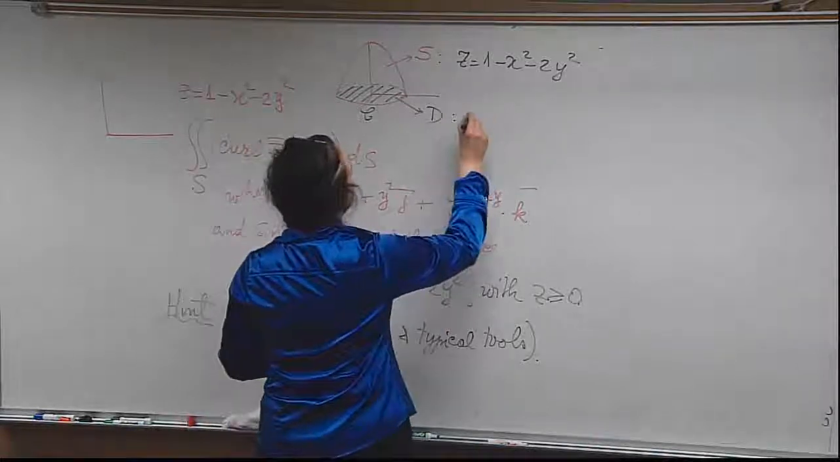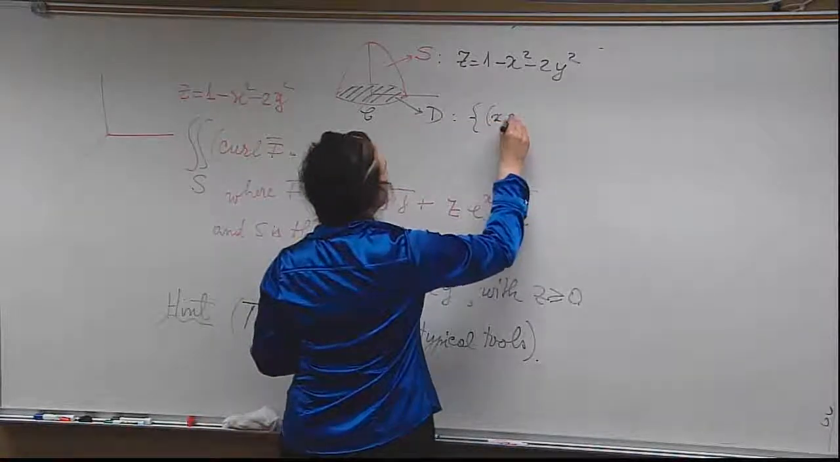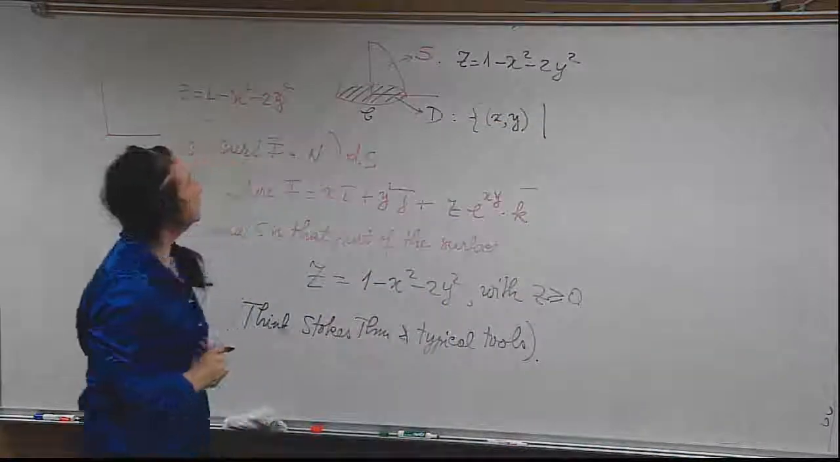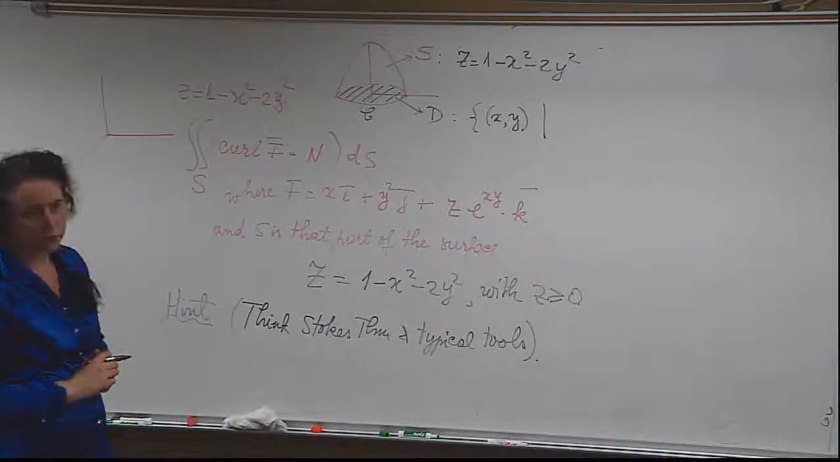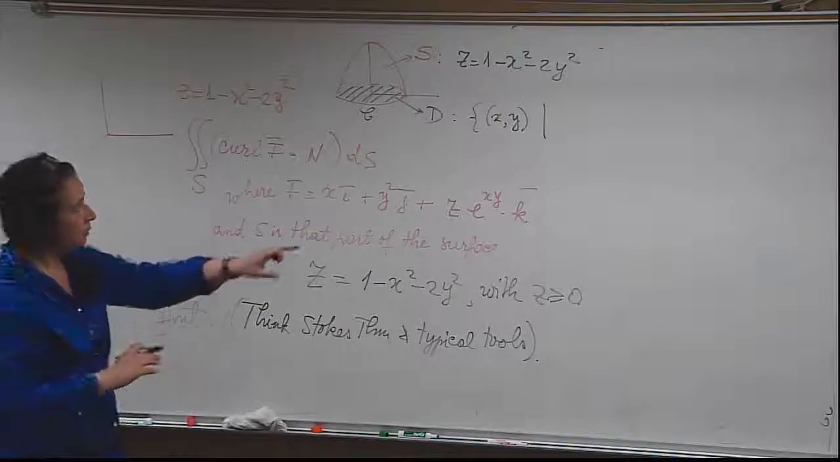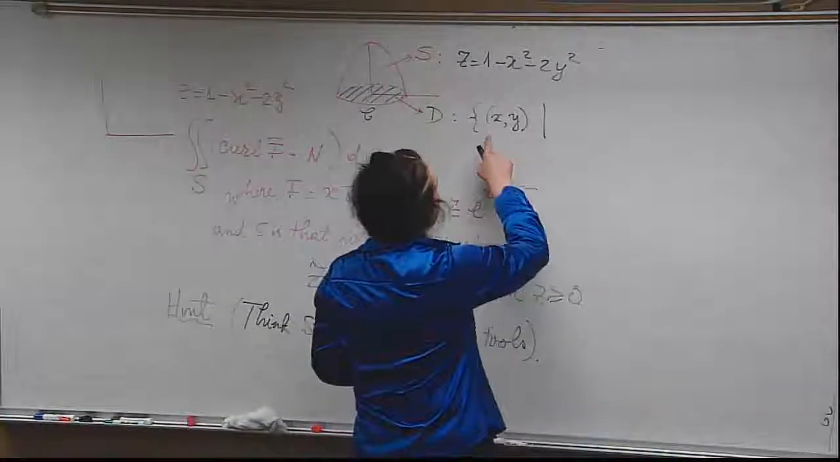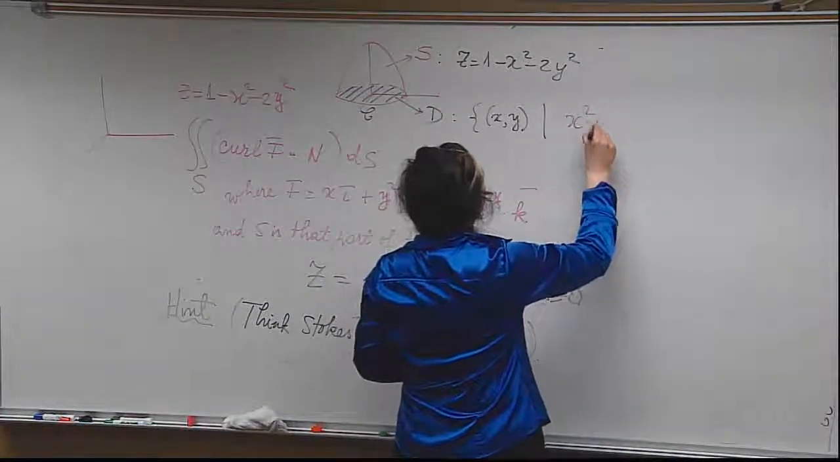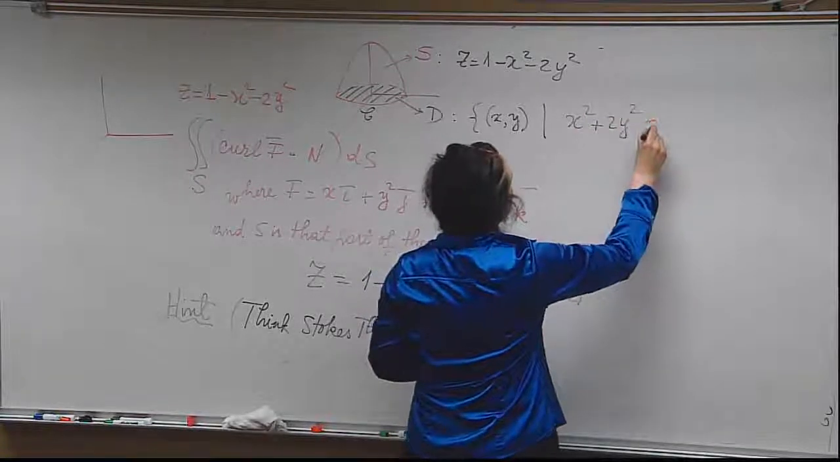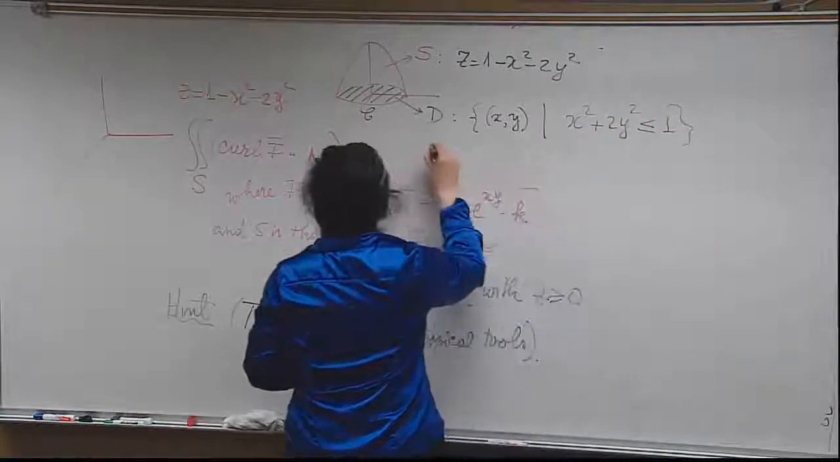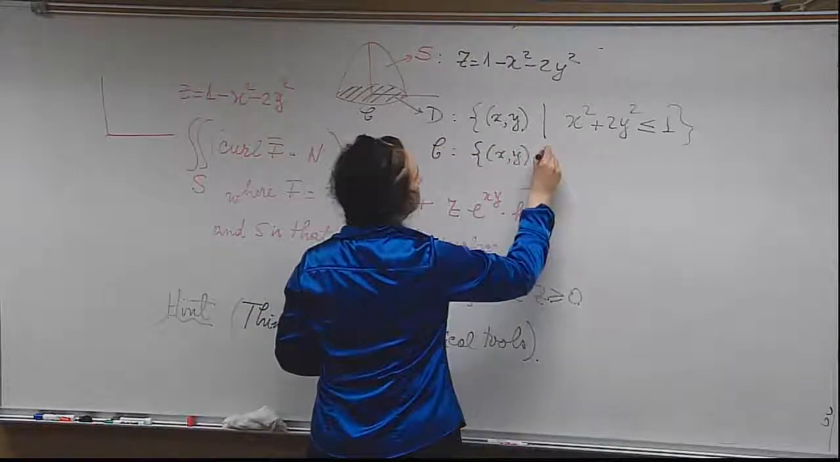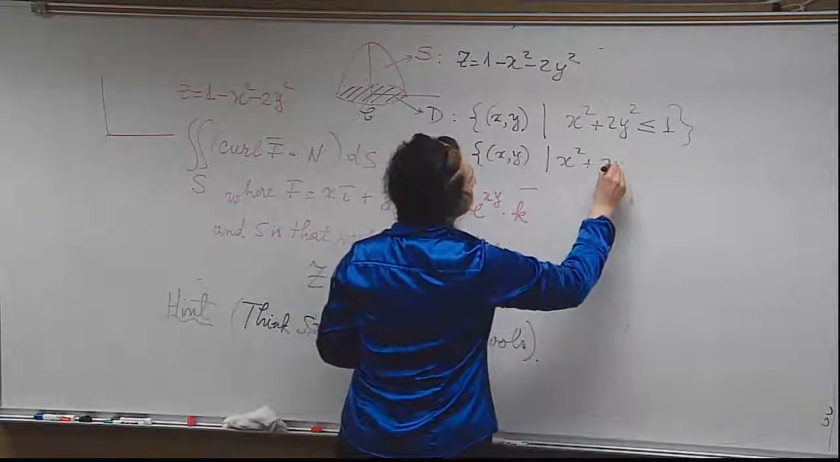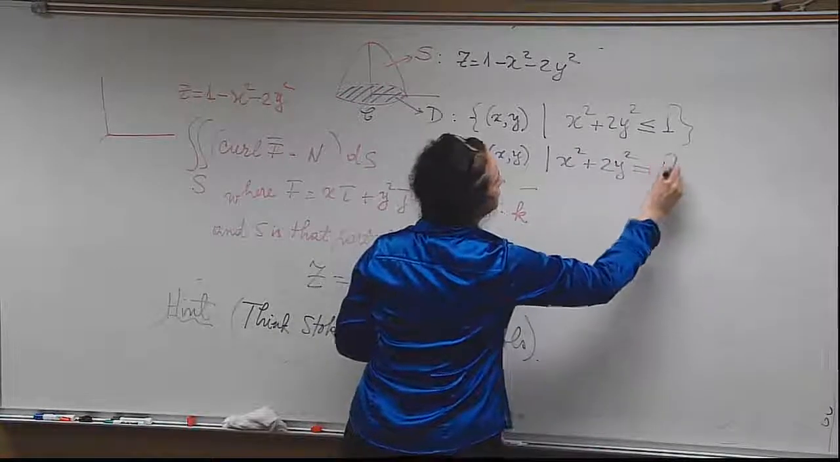D will be those pairs x, y with what property? Can you guys tell me what D will be? Well, z should be 0, right? If you impose z to be 0, then this has to satisfy x squared plus 2y squared less than or equal to 1. What is the C? C are the points on the boundary, which means exactly x squared plus 2y squared is equal to 1.